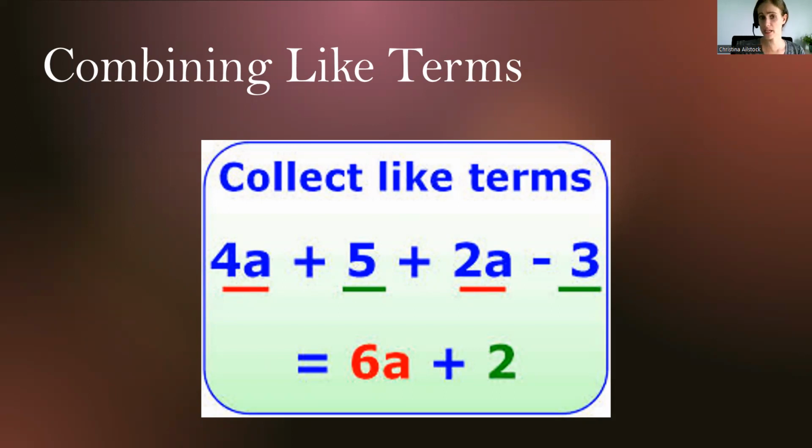So not only have we combined like terms, we've simplified it. We've created an equivalent expression. So our top expression here, 4a plus 5 plus 2a minus 3, is equivalent. It is representing the same value as 6a plus 2. They represent the same thing, just one is simplified, one is not.